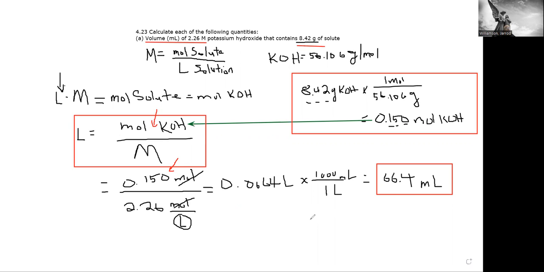66.4 milliliters. Okay, I hope that helps. I'll do some more later.